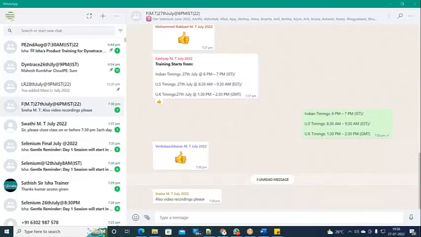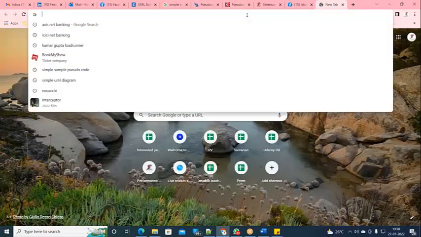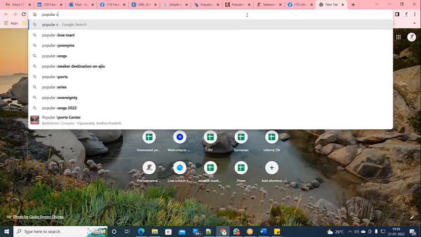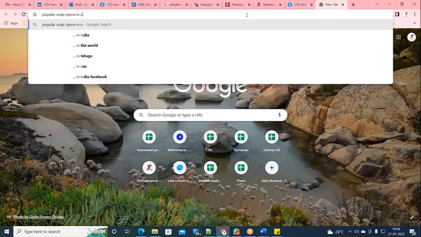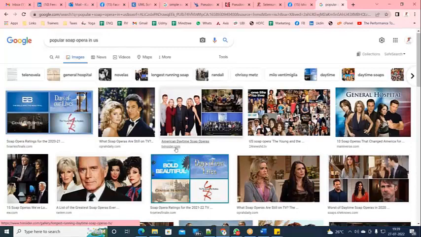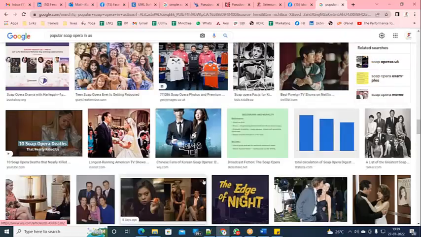I came from a very, very small place in a remote area of Telangana. The way I improved my English, even before going to the US, was by watching a popular soap opera series in the US. What was that? I literally forgot it. You start watching any English show with subtitles and practice it in the mirror. That's what I used to do.